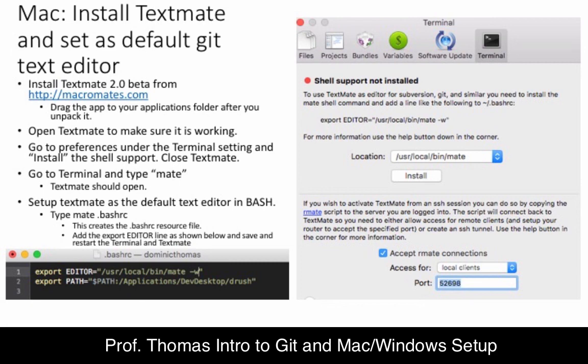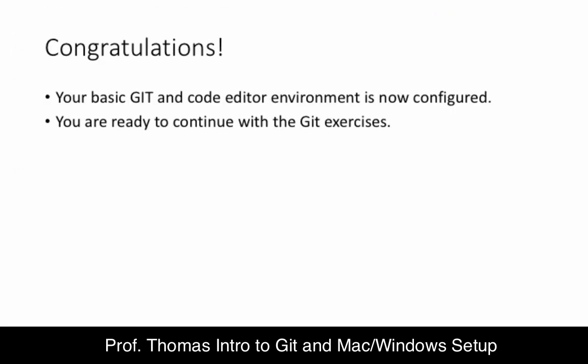So you create the bash resource file, and then you just add the line that they told you to add. So there you can see it, you save it, you close it, and you should be good to go. That's it. You've now set up Git on your computer, and your code editor environment is configured to work with it. You're ready to start the Git exercises.